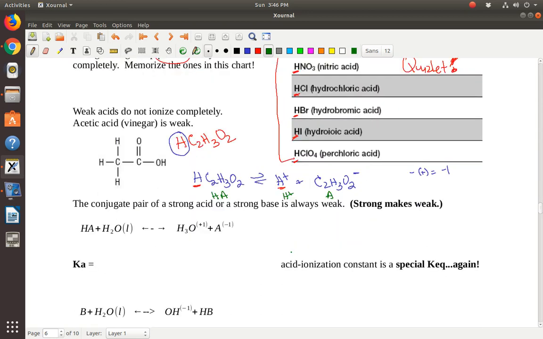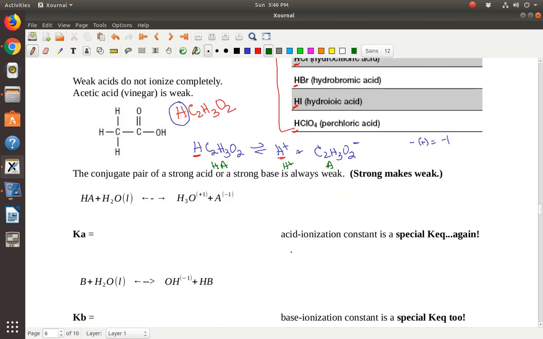All right, now the conjugate pair of a strong acid or weak base is always weak. So strong acids make weak bases. Strong bases make weak acids. Strong makes weak. The strong acid makes a weak base. The strong base makes a weak acid. So here we have the weak acid, the generic name for it. That A stands for the anion of that acid, the thing with the negative charge. And of course it's dissolved in water, so that's that pure liquid. And then we end up with its hydrogen ion or hydronium ion, just like up here, and the anion.